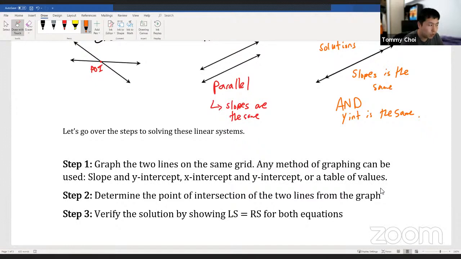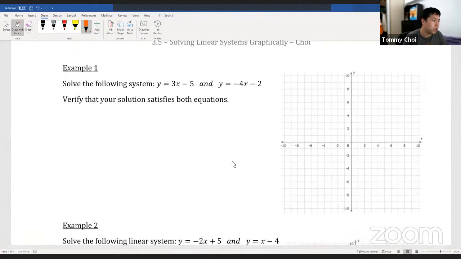Okay. Step two, determine the point of intersection of the two lines from the graph. And then step three, verify your solution. Check your work. Is it true for both equations, not just one? Because the point of intersection exists, both lines pass through that point. So it better work for both equations. You have to do both checks. Okay. So we're going to use these three steps to solve our systems.